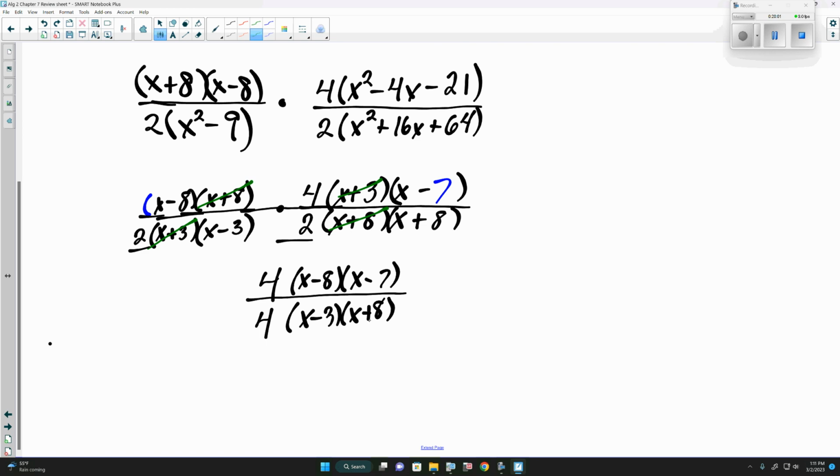Is that it? Because 4 divided by 4 is 1. Really, that's it. Because you can cross them out and rewrite it again. I just erased the whole thing.